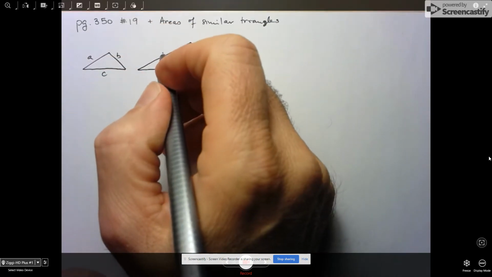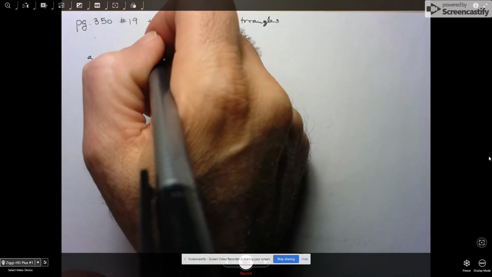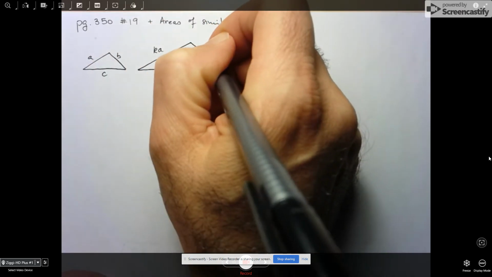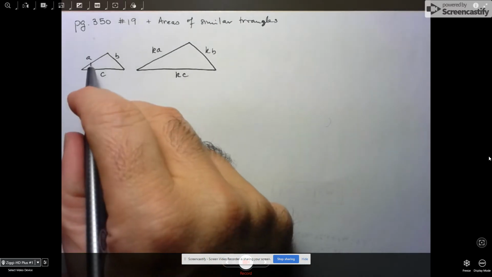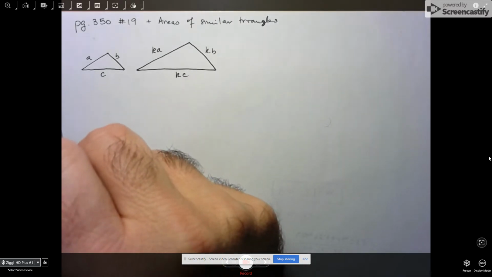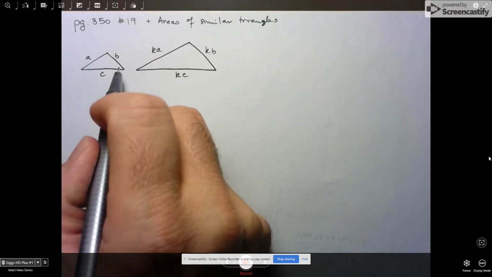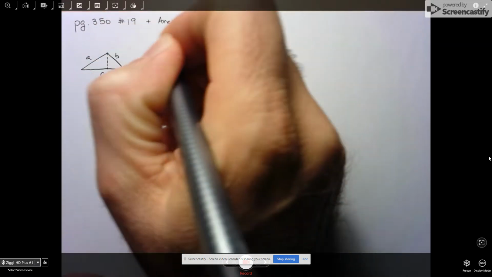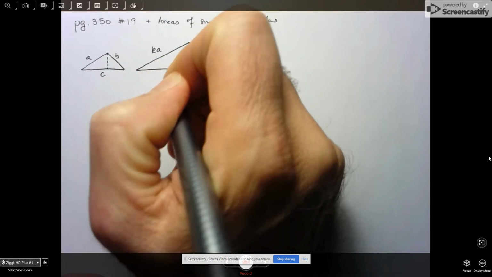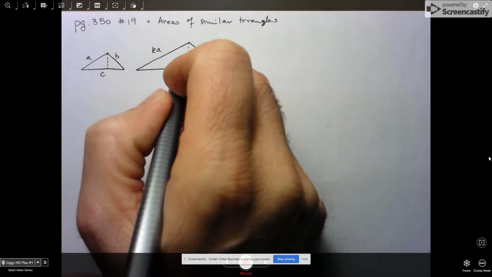So instead of calling this, say, capital A, capital B, capital C, since I know the relationship between them, I'm going to call this k times A, k times B, k times C. All right, so similar triangles, meaning they have the same angles. But if I want to determine some relationship between the areas, I can use C and KC as the bases, but what I need is the heights of these triangles in order to talk about the area. Okay, so let's see if we can figure out a relationship between the two heights.